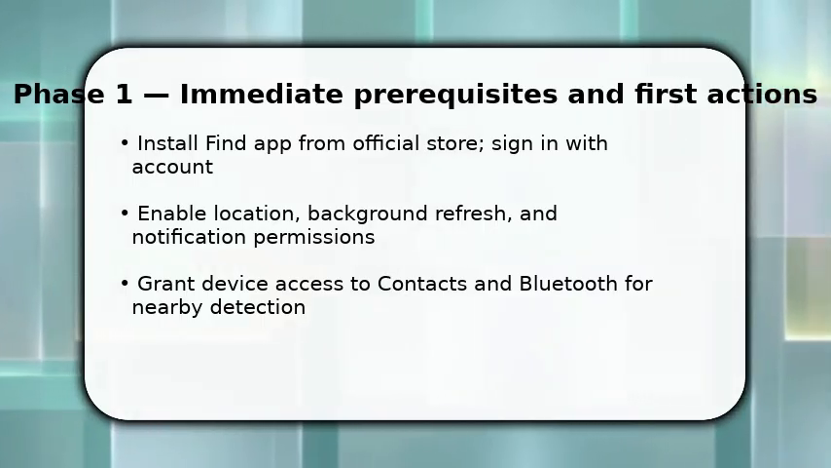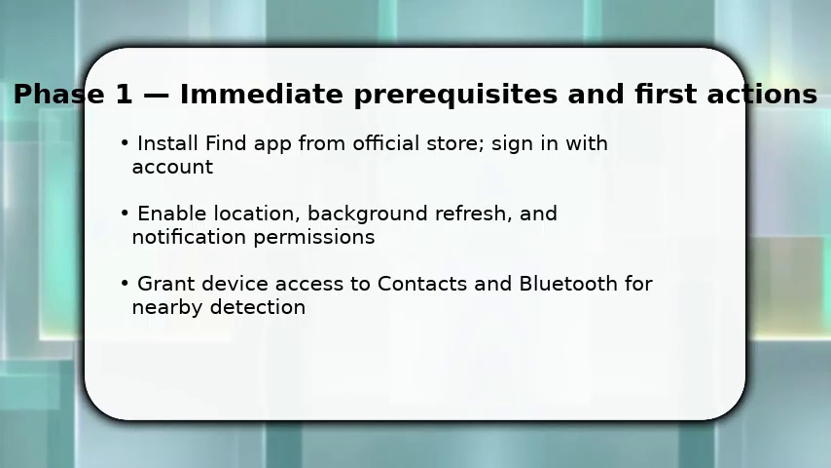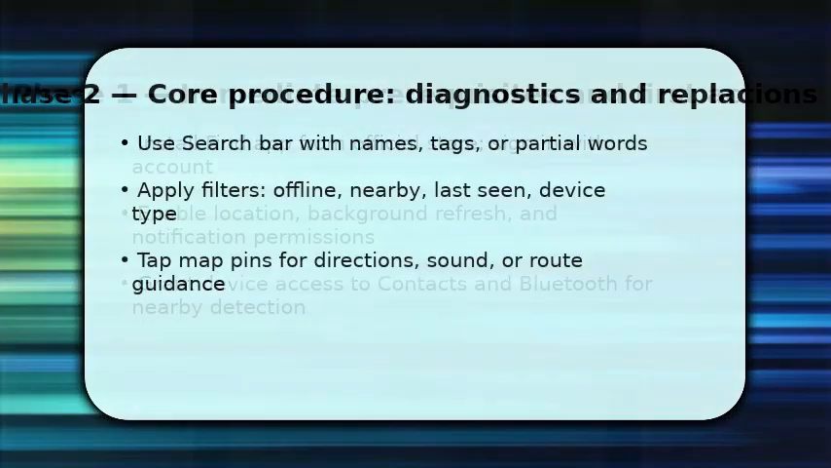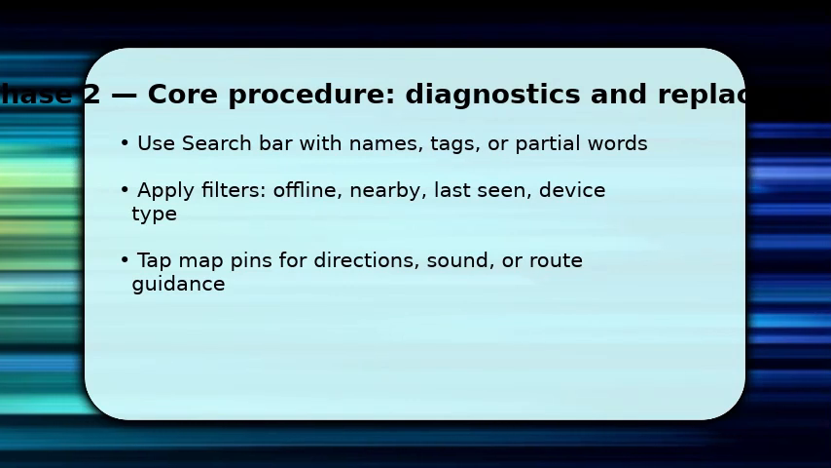You keep the flow moving now. These first steps put devices into the Find ecosystem, so searches will return results reliably. Once devices are registered, you can search efficiently.